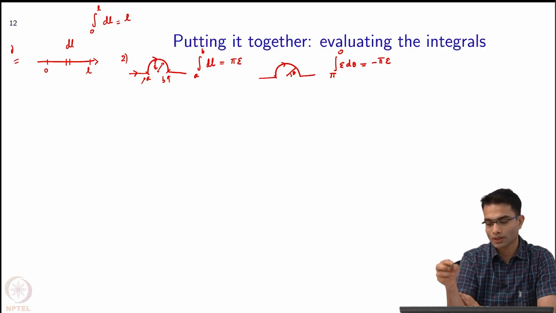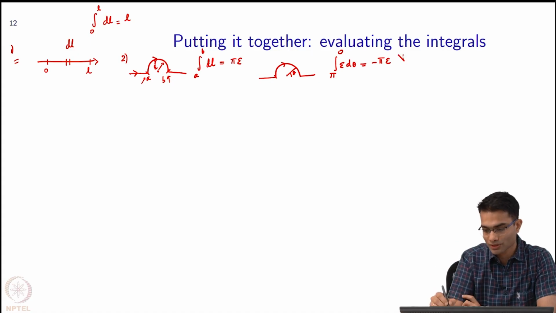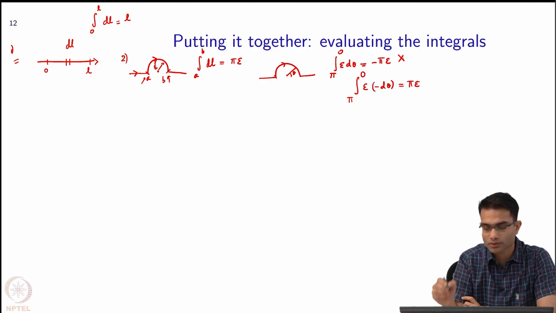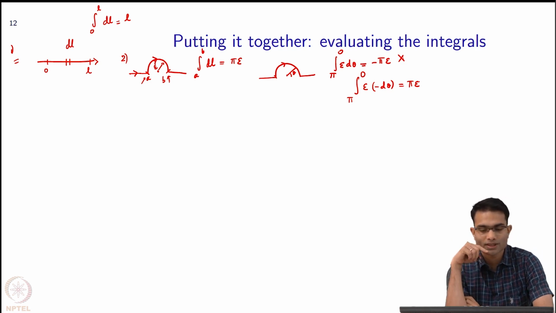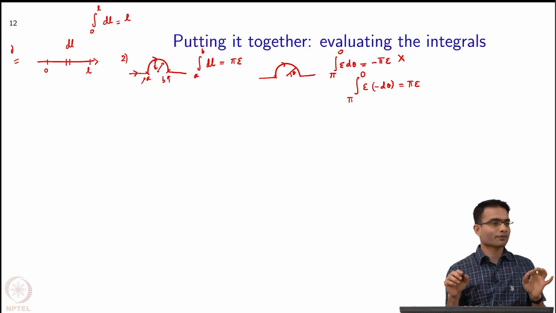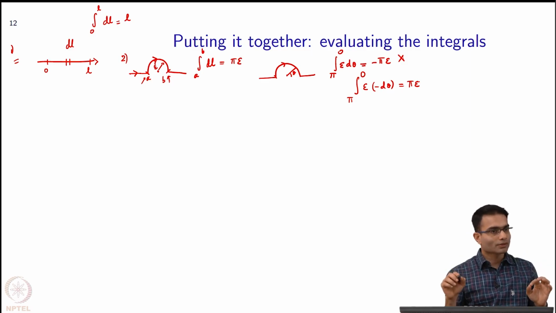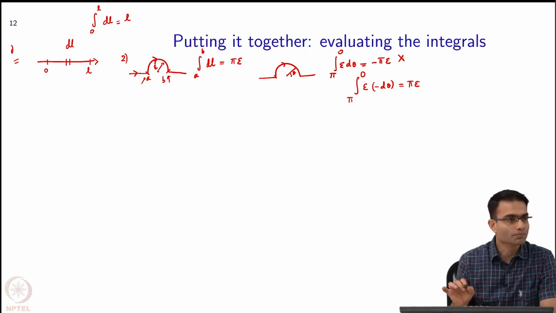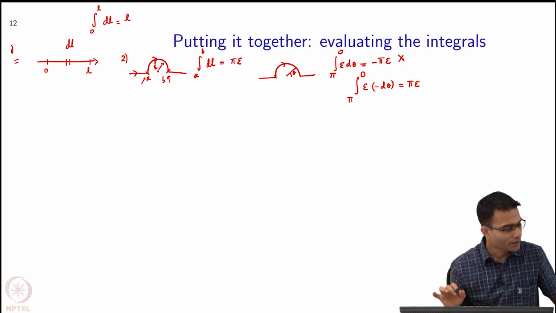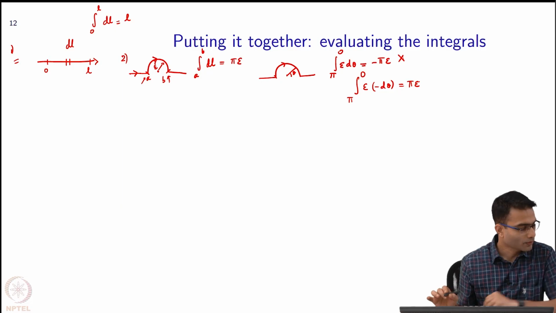Okay. So, in fact, this is wrong. What we should be doing is, let us say, pi to 0 of epsilon times minus d theta, and then I get the correct answer, pi epsilon. Okay. So, these are some of the things that you have to be careful about when we evaluate this integral. All right, now that we have the simple case out of the way, let's look at the integral that we have. So, what is our integral?